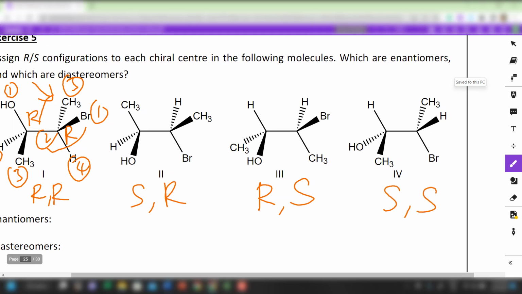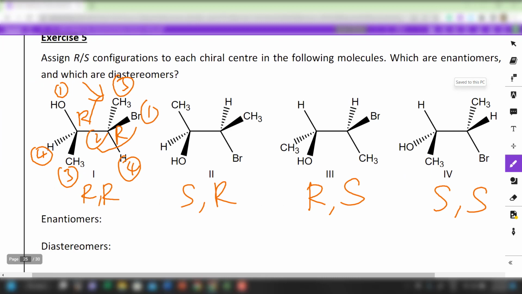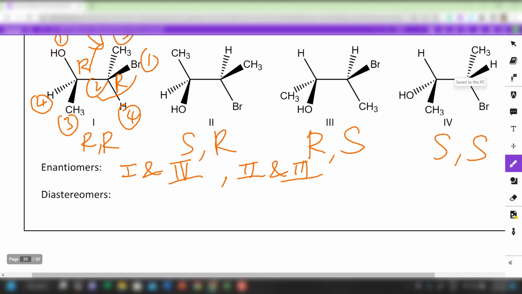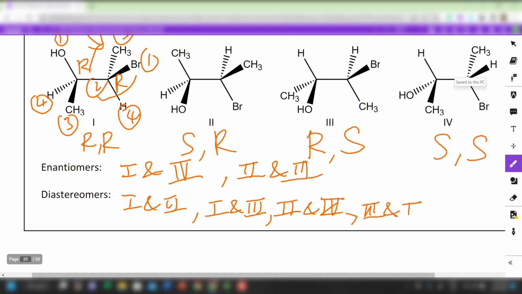Yeah, so because of that, enantiomeric pair will be 1 and 4. Okay, and then 2 and 3. Yeah, then diastereomeric pair will be the rest, so that will be 1 and 2, 1 and 3, and then 2 and 4, and then 3 and 4.